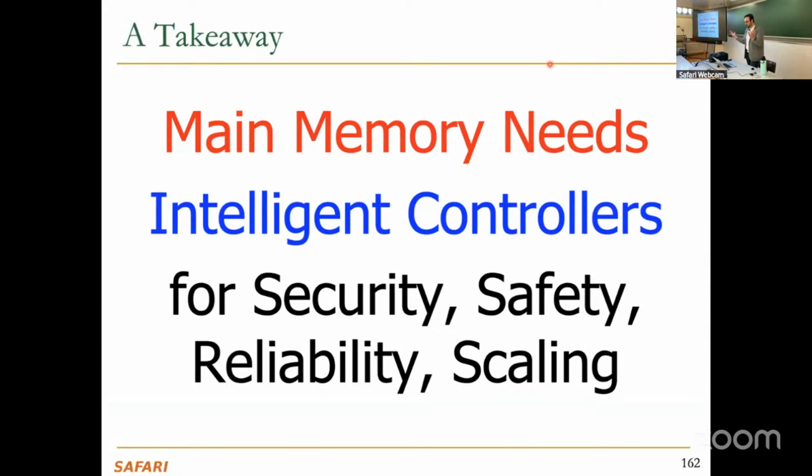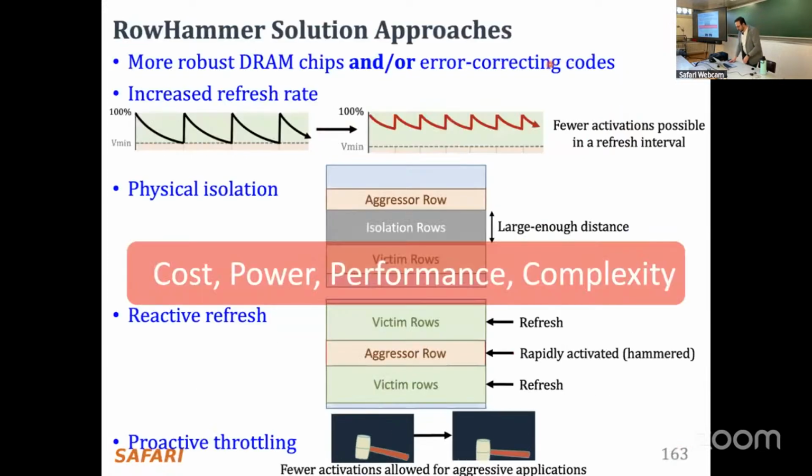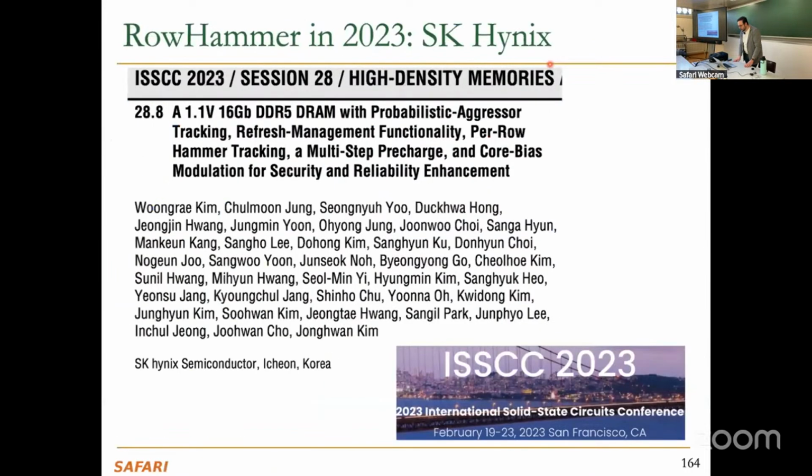So again, main memory needs intelligent controllers for security, safety, reliability, scaling. And there are many different ways, and there are trade-offs. Some industry parties are also publishing papers. SK Hynix published a paper. So this is a very short paper. Actually, you can easily check it.